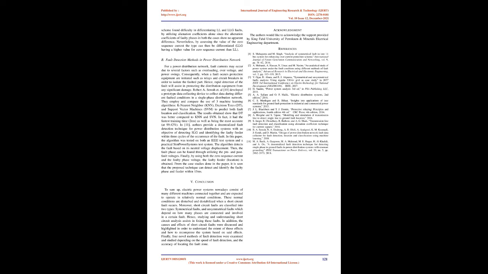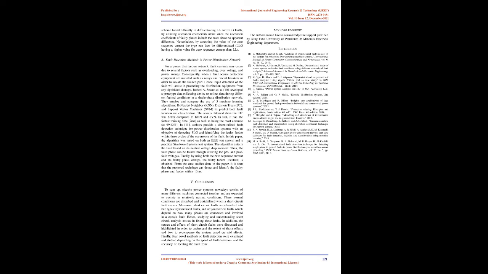Fault detection methods in power distribution network. For a power distribution network, fault currents may occur due to several factors such as overloading, overvoltage, and power swings. Consequently, when a fault occurs, protection equipment are initiated such as relays and circuit breakers in order to isolate the faulted part. Hence, rapid detection of the fault will assist in protecting the distribution equipment from any significant damage.